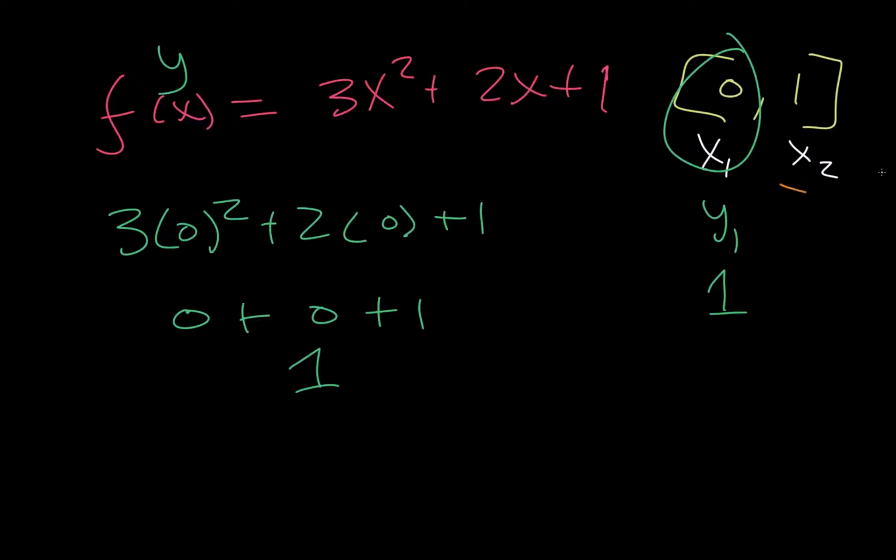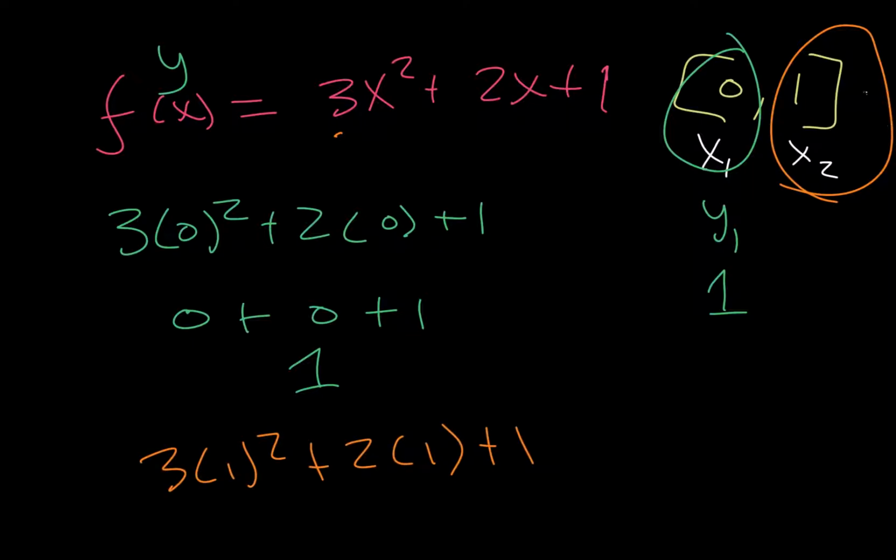Now if I plug in the second one, so 3 times 1 squared plus 2 times 1 plus 1. Once again, I'm plugging in my x2 value, which is 1, for all of the x's right here. 1 squared is 1. 1 times 3 is 3. 2 times 1 is 2. Then if I add all those together, I get 6. And so my y2 value is 6.